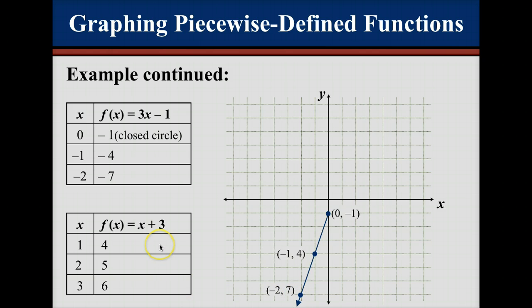Now let's graph the second expression. If you were to put in a 0 here, you'd know it graphs at 3. So there's an open circle at (0, 3). And then our other points. And notice the open circle, and it continues on.